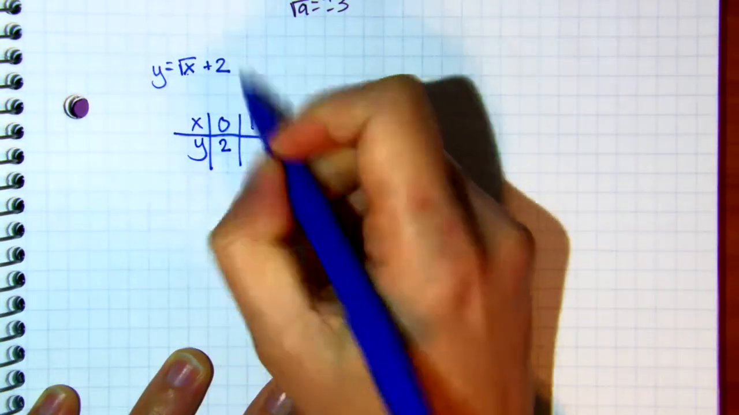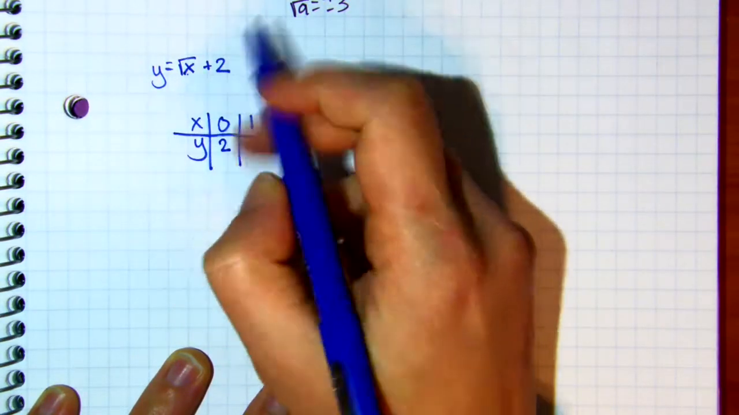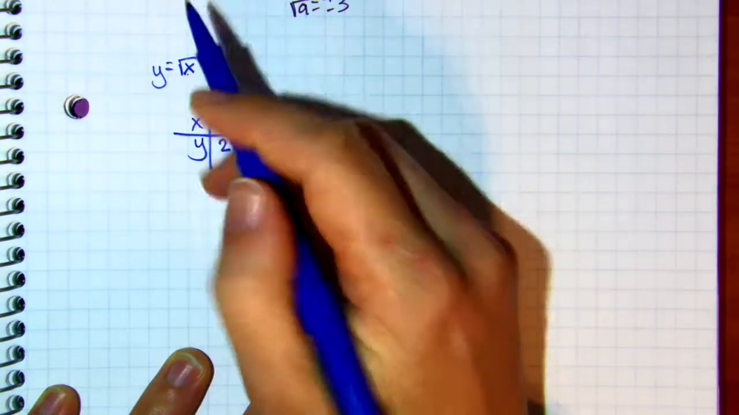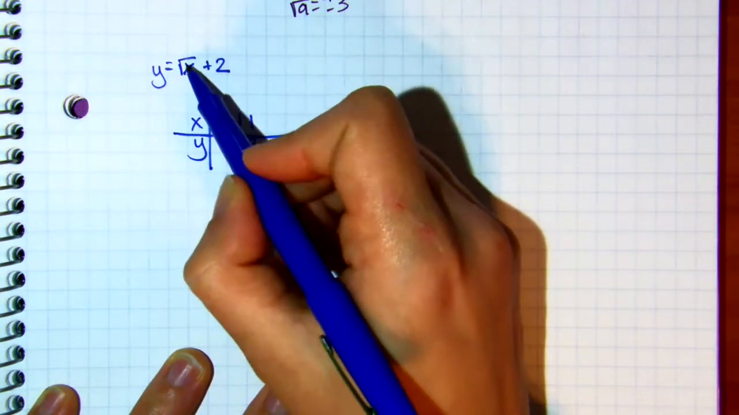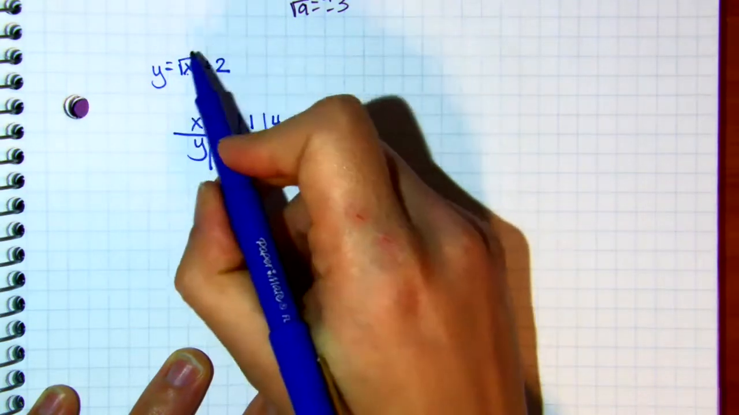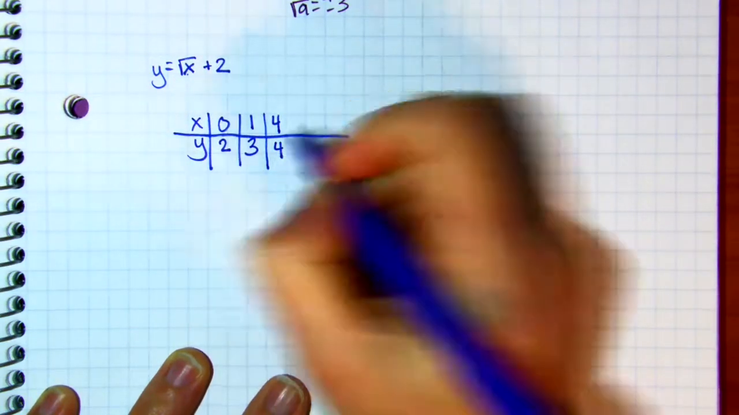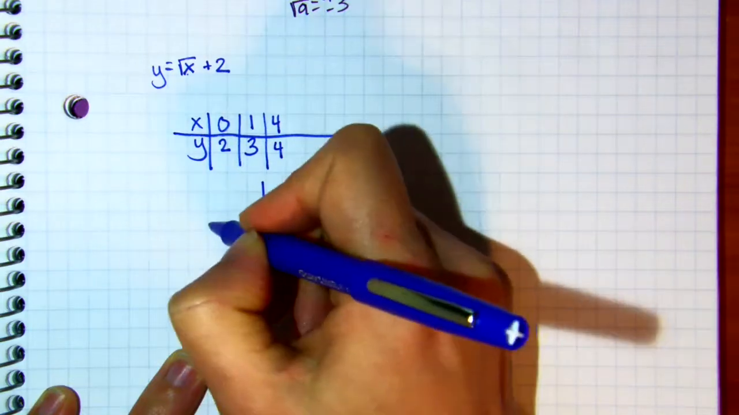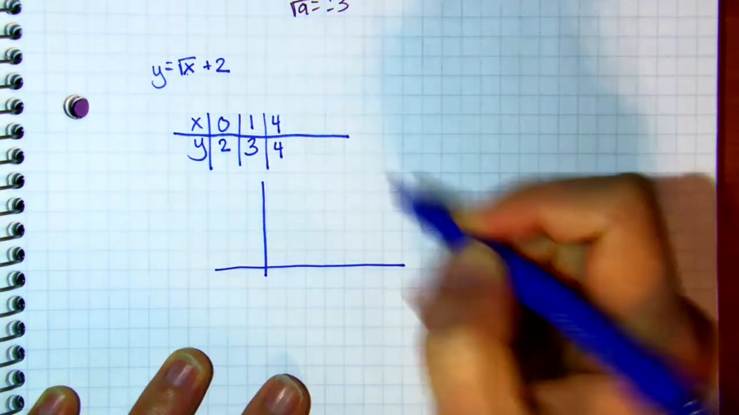If I put in 1, I get the square root of 1, which is 1, plus 2 is 3. And again, I'm going to only pick perfect squares for under this root. So I would put in 4. Square root of 4 is 2, plus 2 is 4. So that should be enough points for me to get the general idea.